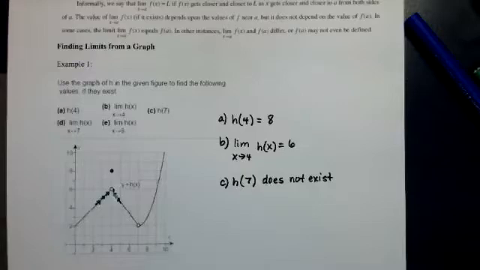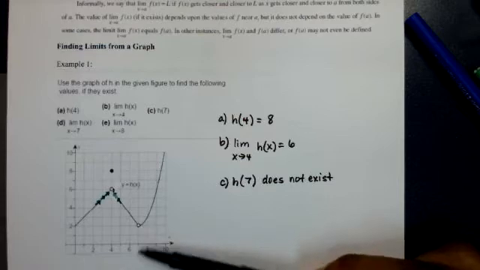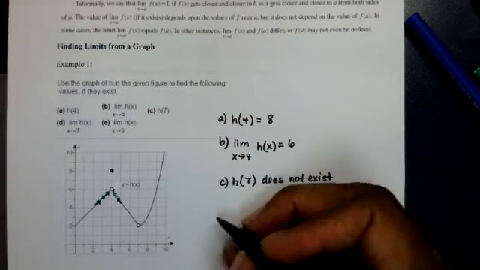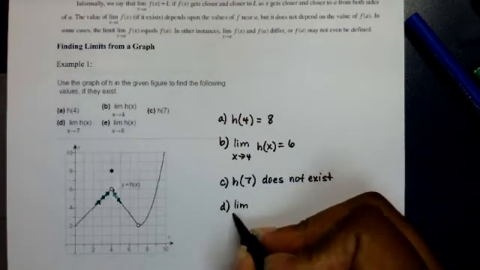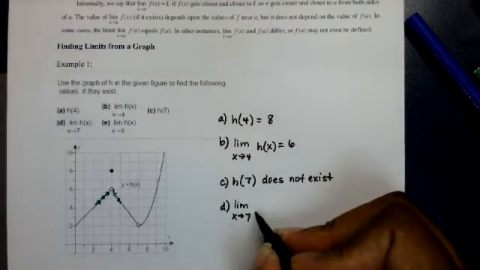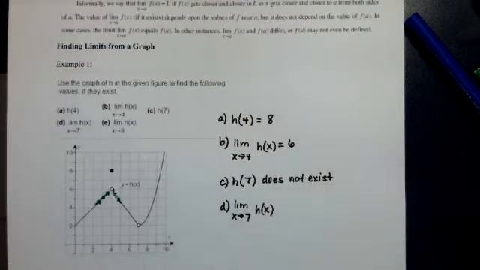So here's another example where the function f of a may not be defined. Here it's undefined at x equals 7. So the value of the function h of x at 7 does not exist. Now part D, the limit as x approaches 7 of h of x.